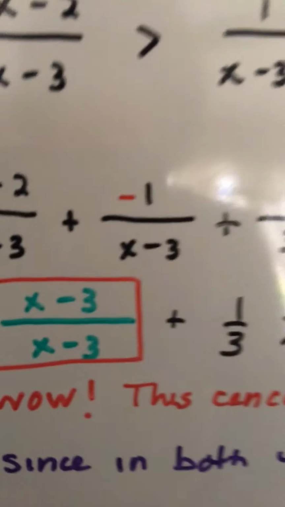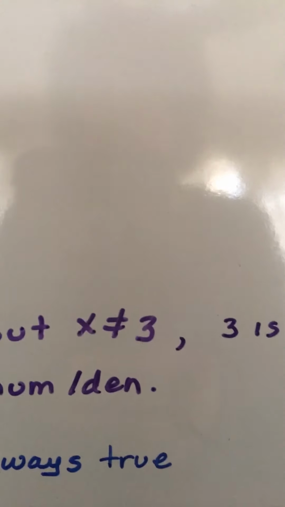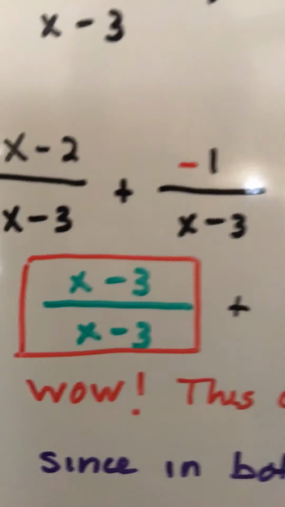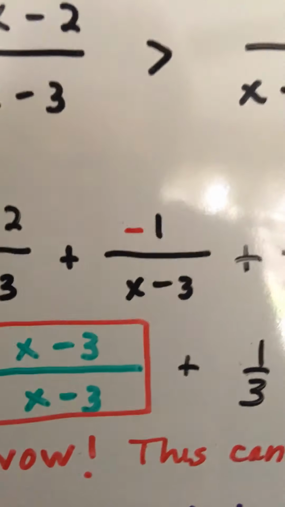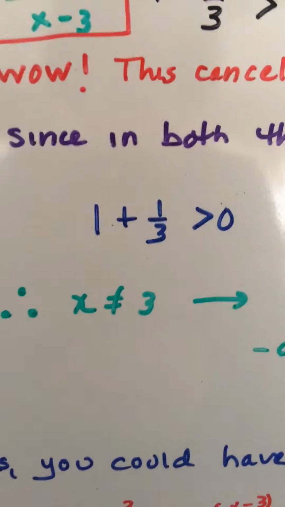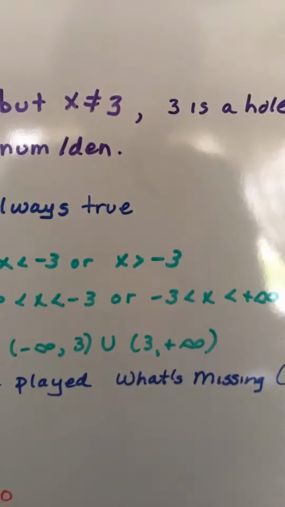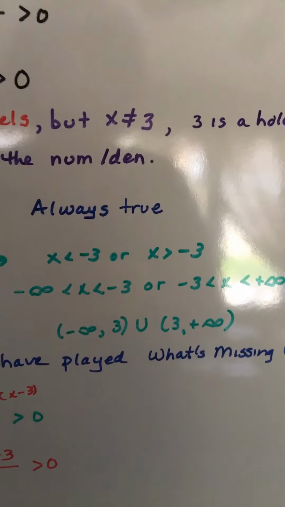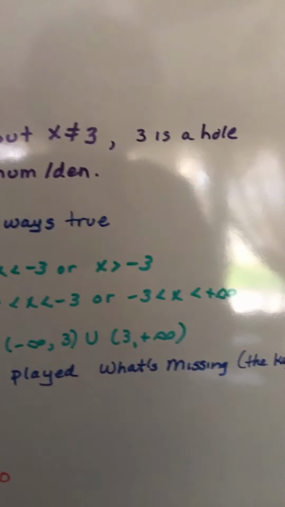But I've got to remember, since this is on the top and on the bottom, x can't be 3 because it's in the denominator, but it's not a vertical asymptote, it's a hole because it's in the numerator and in the denominator. So yes, I'm done. My answer, short way, is x not equal to 3, or I can use the notation with inequalities, x less than 3, x greater than 3.